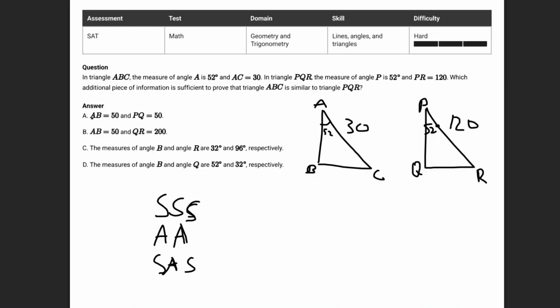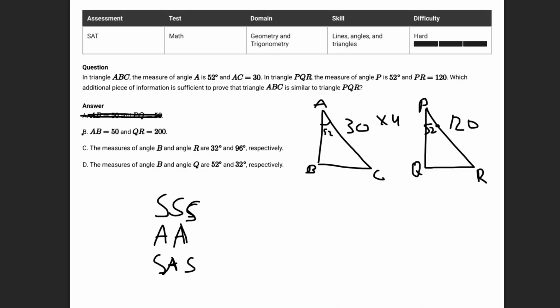Let's look at answer A. Answer A says AB is 50 and PQ is 50. No, that would not prove that they're similar, because as you can see, AC is 30 and PR is 120. That means the factor is times 4 to get from AC to PR, and this just breaks that rule. This makes it times 1.